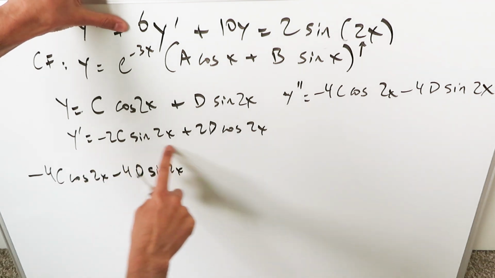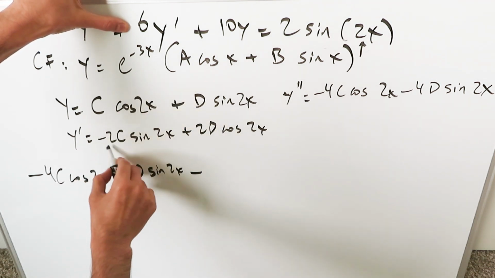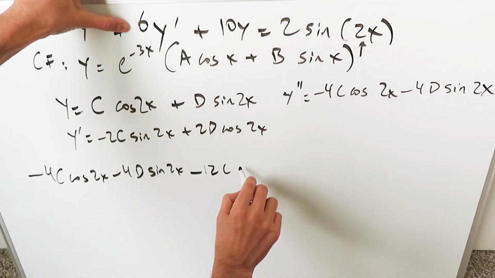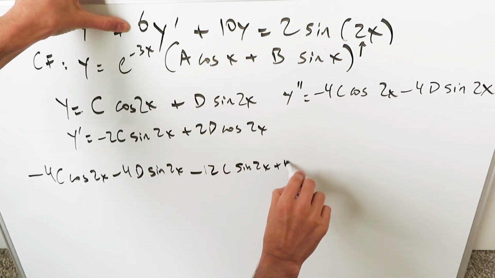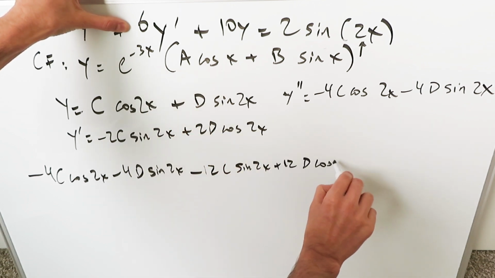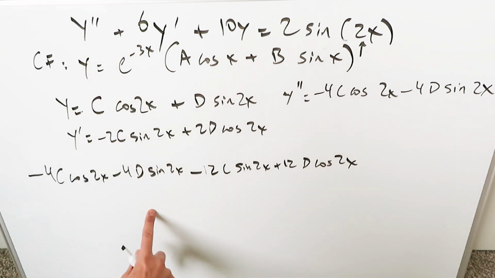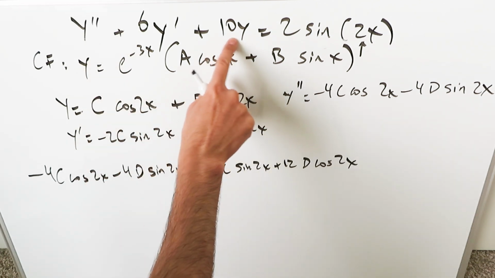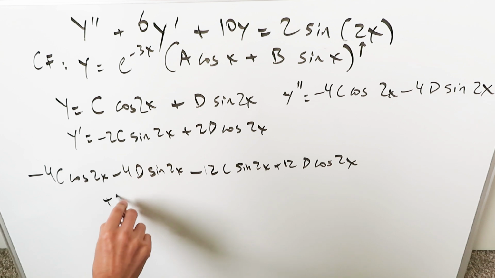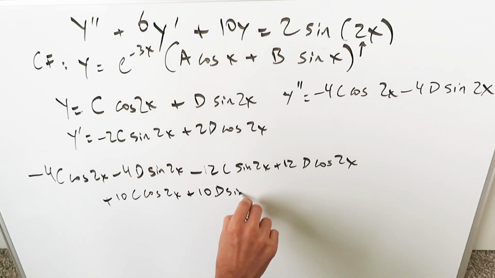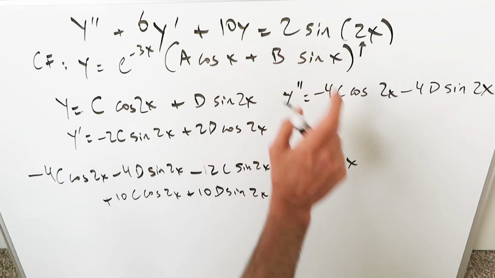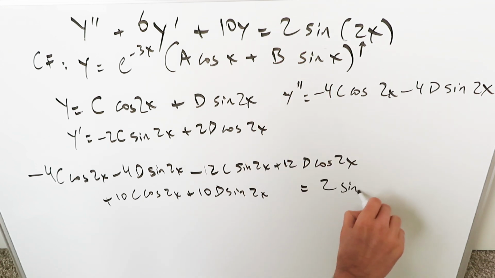6 times these items. We'll do them in one shot. 6 times that minus 2 is a minus 12c sine 2x. 6 times this 2d is a plus 12d cosine 2x. I'll come over here. 10 times all of this will be a 10c cosine 2x plus 10d sine 2x. All of this is equal to what you see over here, 2 sine 2x.